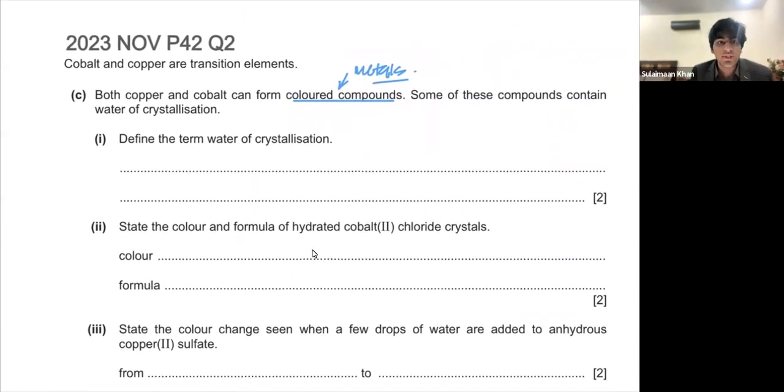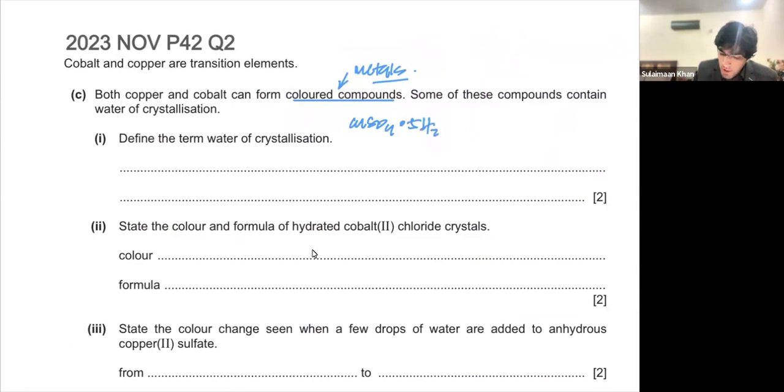Define the term water of crystallization. Yes, what is meant by water of crystallization? Remember when we talked about copper sulfate having these 5H2O molecules, we said that scientists did not like the word water molecules, right? They said H2O are also water molecules. So we need to differentiate between the two. That's why they call these water molecules water of crystallization. Why? Because these are the water molecules present in a hydrated salt, right? So water of crystallization are water molecules present in a hydrated salt.